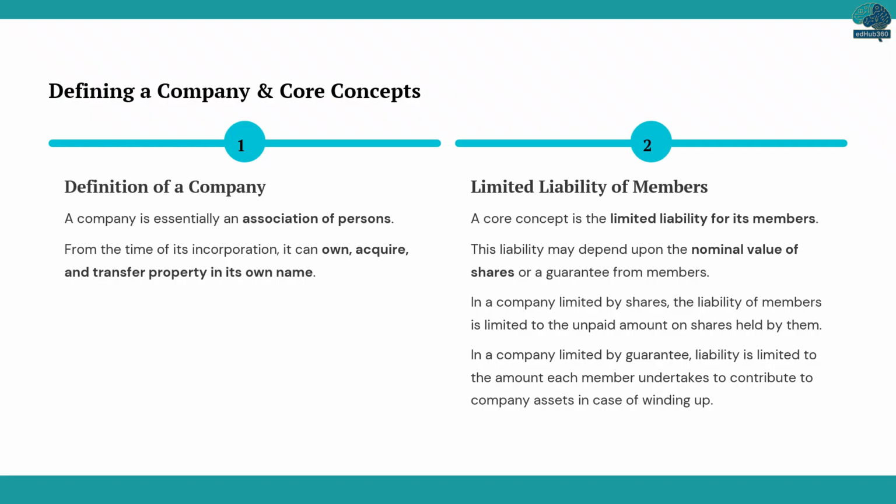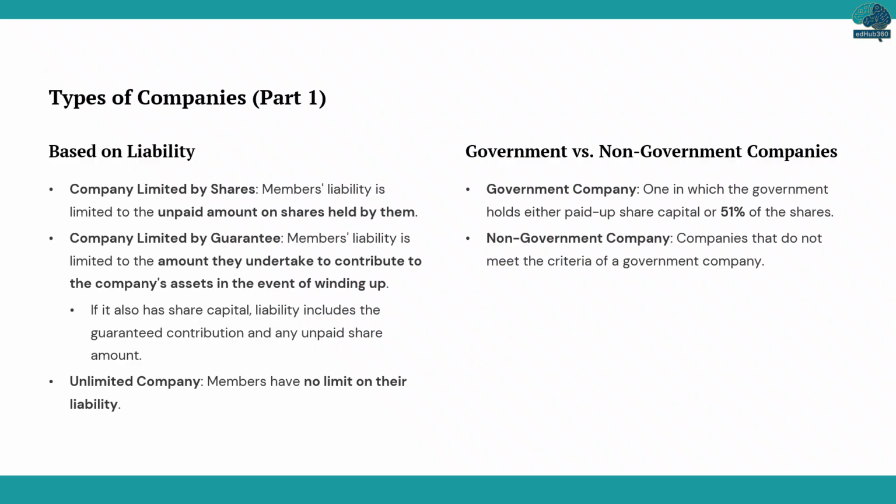Let's explore some different types of companies, starting with those based on liability. We have companies limited by shares, where members' liability is only for the unpaid amount on their shares. Then, there are companies limited by guarantee, where liability is capped at the amount members promise to contribute if the company winds up. If it also has share capital, that liability includes both. And finally, an unlimited company, where members have no cap on their liability. Next, we differentiate between government and non-government companies. A government company is one where the government holds 51% or more of the paid-up share capital. Any company not meeting this criterion is classified as a non-government company.